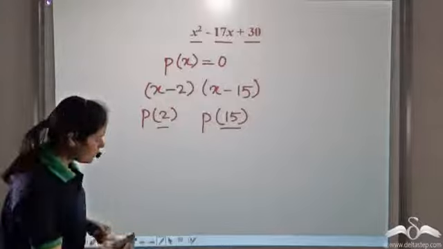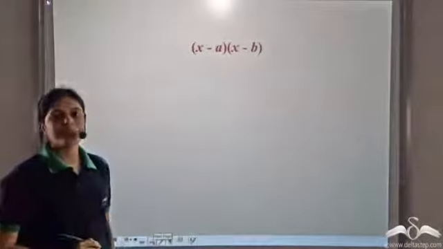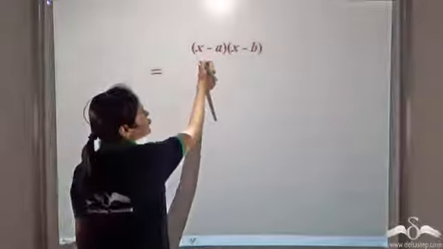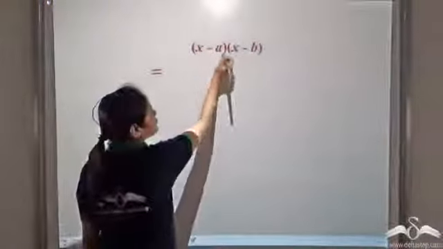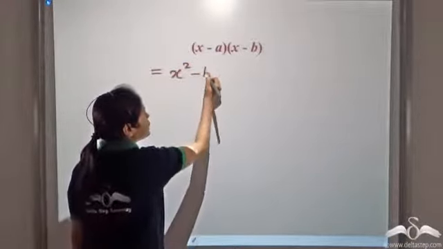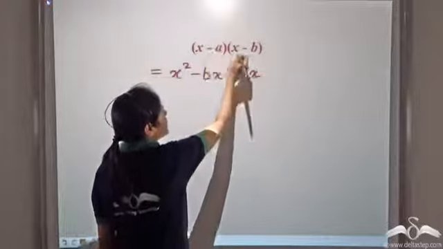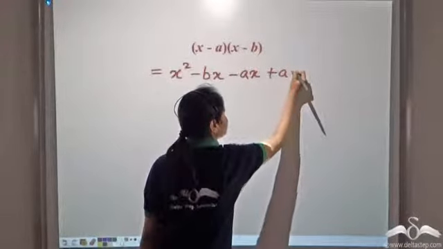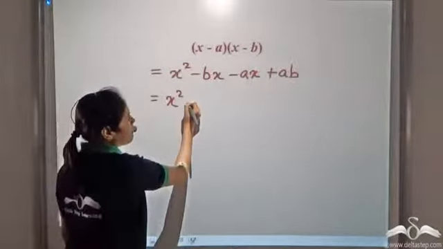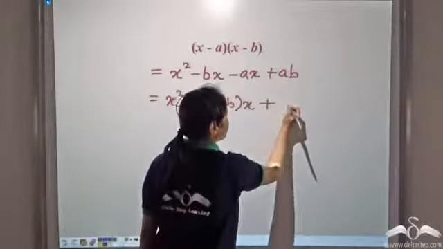Yes, there is. First, let us generalize this. Say we have x minus a and x minus b as two factors of an expression. Let us expand it. (x minus a) into (x minus b). So x into x gives us x square. x into negative b gives us negative bx. Negative a into x is negative ax. Negative a into negative b gives plus ab. This is equal to x square minus (a plus b) into x plus ab.